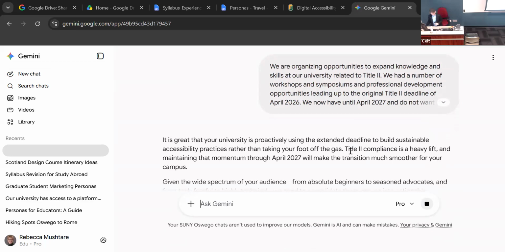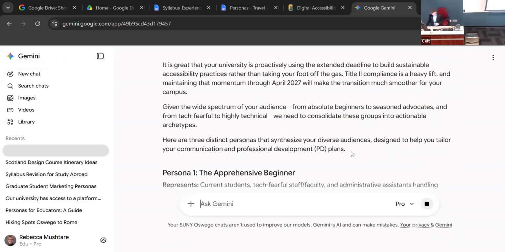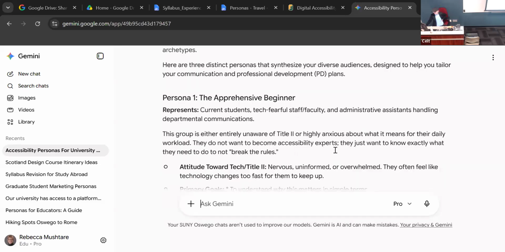So it's so encouraging, right? It's telling us, we're proactive. It's a good thing we're paying attention. We're not taking our foot off the gas. And so it comes up with 3. Persona 1, the apprehensive beginner. Does anyone know that one?